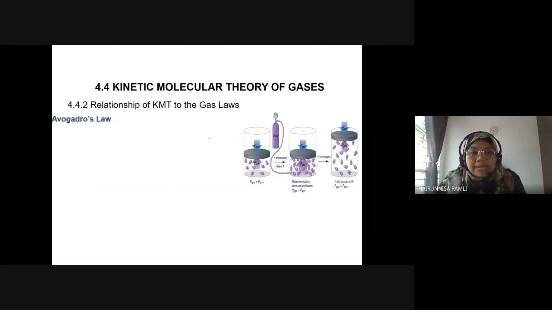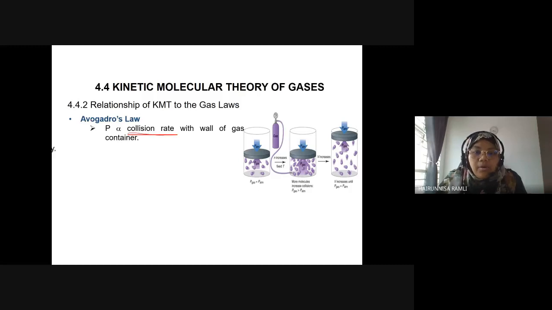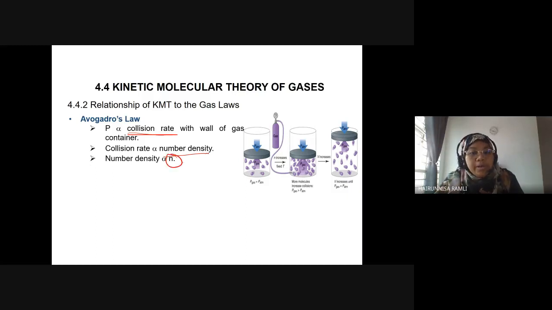Okay, next is Avogadro's law. So again, pressure is directly proportional to the collision rate with the wall of the container. So collision rate is directly proportional to the number density. Sama macam yang tadi kan. Okay, cuma now kita nak relatekan dengan number of mole. Tadi kan kita relate dengan volume. Okay, untuk Boyle's law, dia inversely proportional number density. But here is directly proportional to the mole. So that's why pressure is directly proportional to the mole.